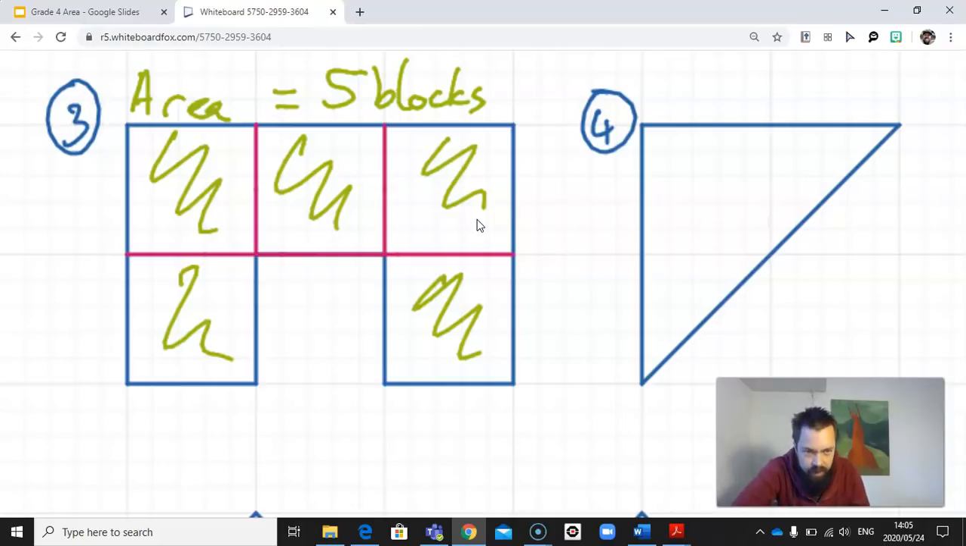So have a look at the shape on the right hand side. We're going to use the big blocks again.